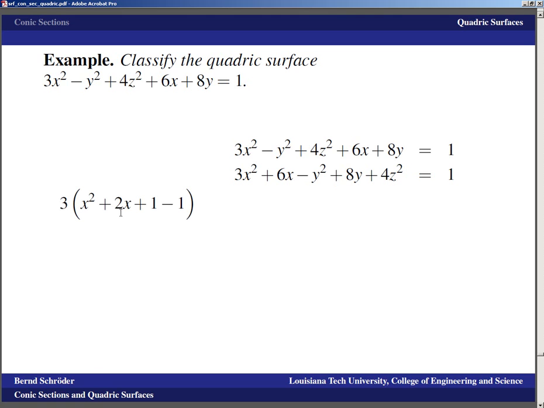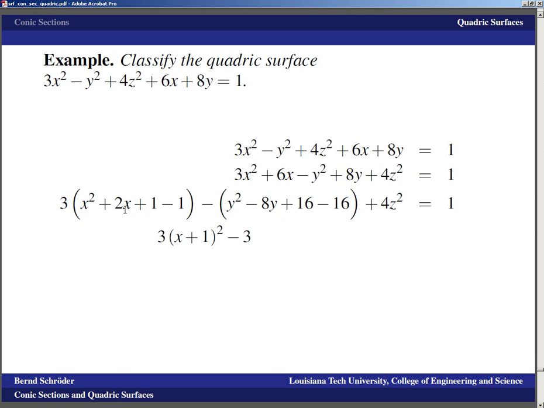We factor out the 3, so 3 times x squared plus 2x plus 1 minus 1. I don't want to mess with the right-hand side here. Then I have minus y squared minus 8y, as we've seen here, and then half of this one squared gives me the term that completes the square, so plus 16 minus 16. Of course, the 4z squared just stays as is. And now I can bring things over, because now this is 3 times x plus 1 quantity squared. Okay, right side is 1 still.